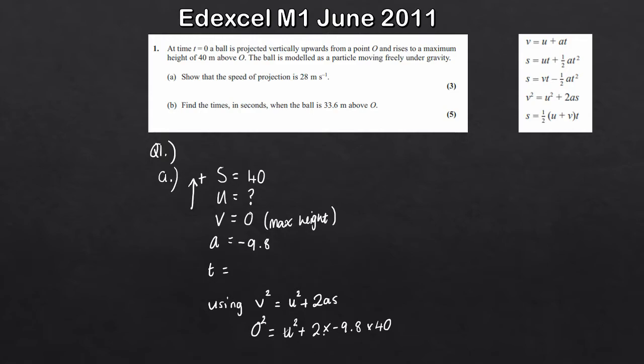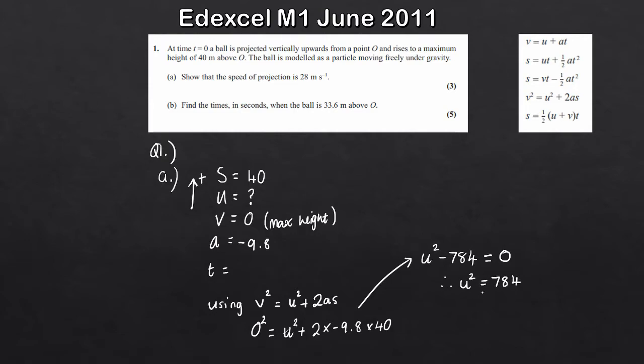Okay, so what I get here now, if we simplify this, I get U squared minus 784. All I've done is plug all of this into my calculator. This is equal to 0. So in that case, if I add 784 to both sides, we get U squared is equal to 784.